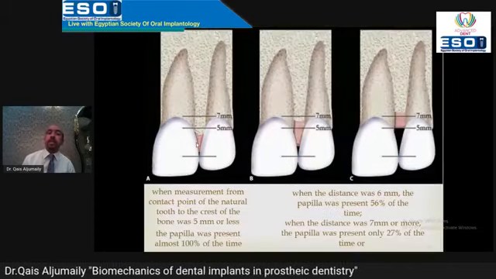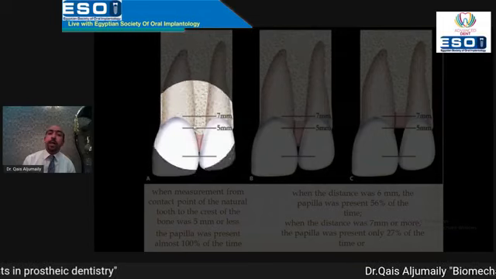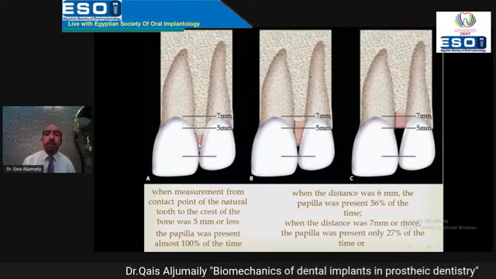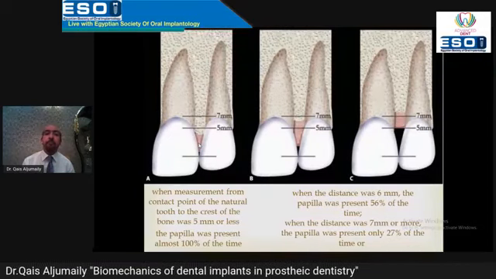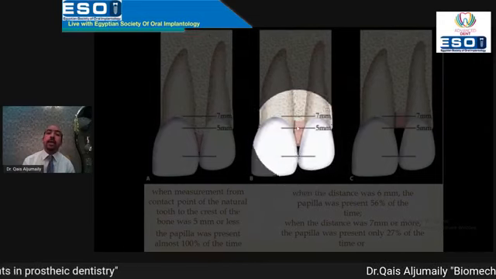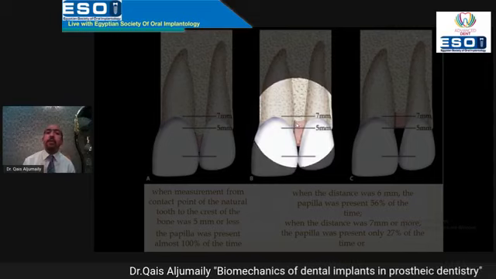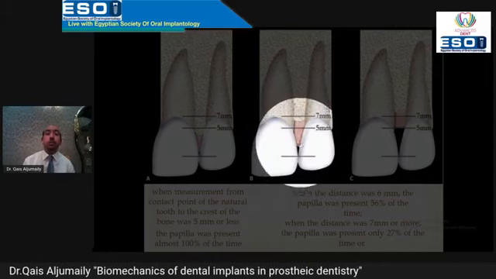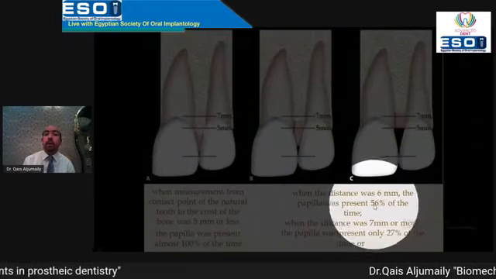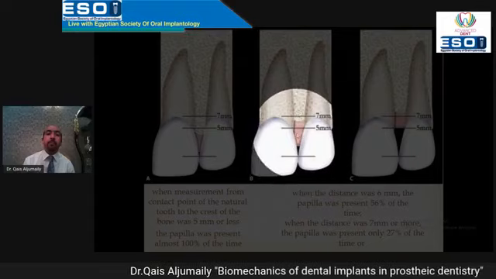that means the triangular embrasure space between them will be fully filled by the interdental papillae or inter-implant papillae. But if the distance between the contact area and the crest of the bone is more than 5 millimeters, up to 7 millimeters, that means we are going to lose about 34% of the dental papillae.